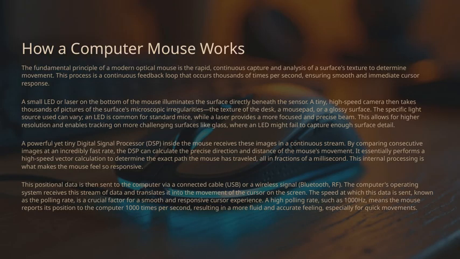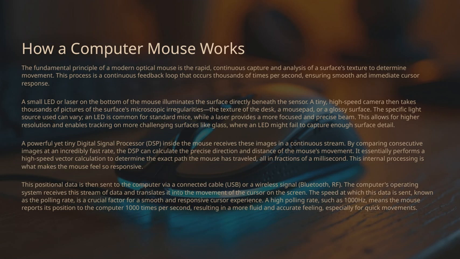Let's take a closer look at how a modern optical computer mouse actually works. The core idea is pretty fascinating. The mouse constantly captures and analyzes the surface beneath it to figure out how it's moving. This happens thousands of times every second, creating a seamless, real-time response that makes the cursor feel instant and smooth.